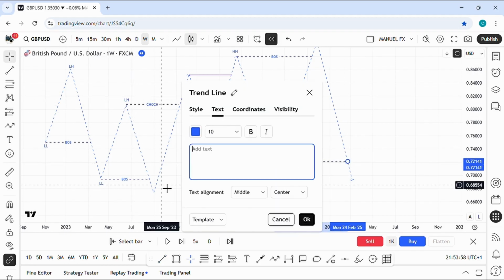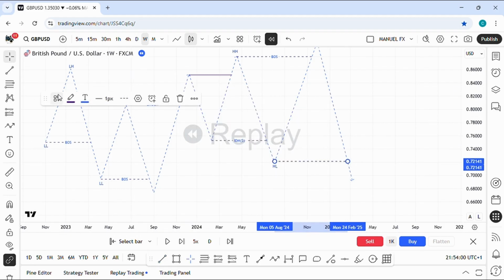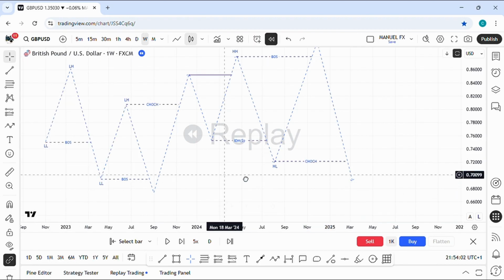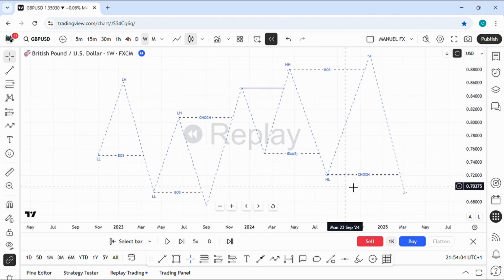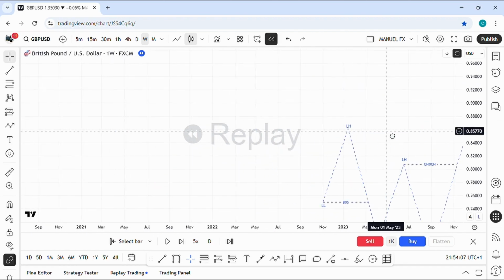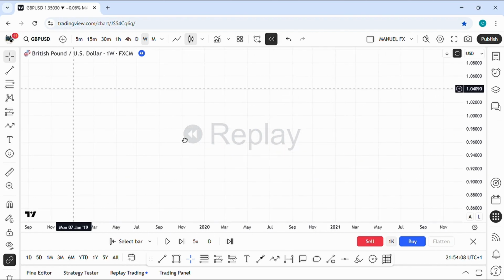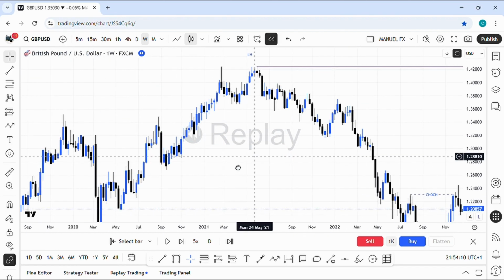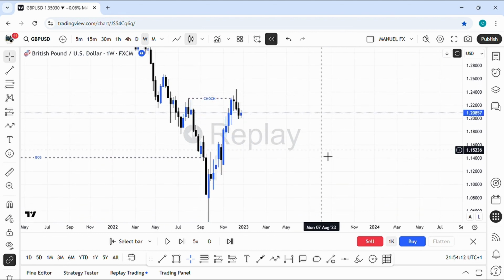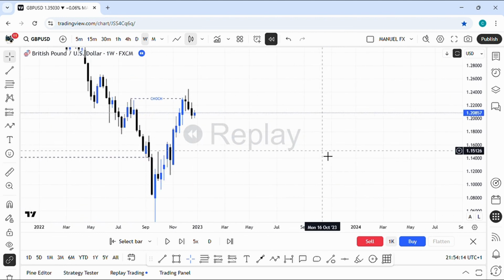Before we can confirm our change of character again, this is price movement. Let's go back to the charts. Now price has taken out the what? Price has taken out the change of character. Now what are we expecting? We're expecting price to do what?